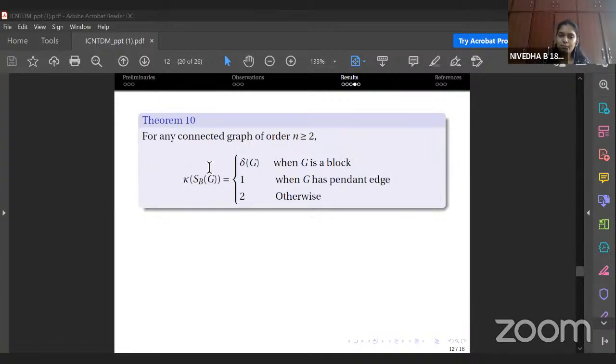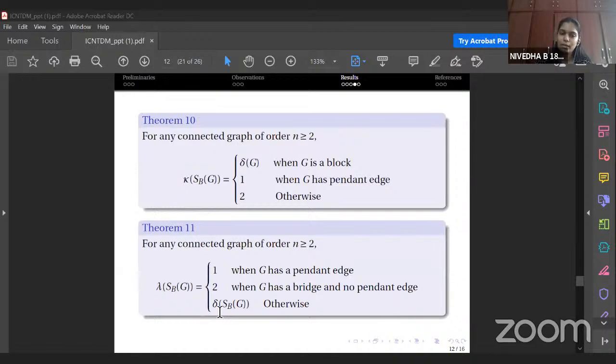Next is on the vertex connectivity of SB of G. For any connected graph of order n greater than or equal to 2, the vertex connectivity of SB of G is equal to delta of G, that is, the minimum degree of the graph, when G is a block, 1 when G has a pendant edge, and 2 otherwise. Next theorem is on the edge connectivity of SB of G. For any connected graph of order n greater than or equal to 2, the edge connectivity of SB of G is equal to 1 when G has a pendant edge, and 2 when G has a bridge and no pendant edge.